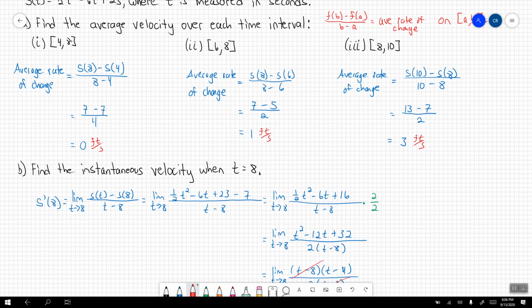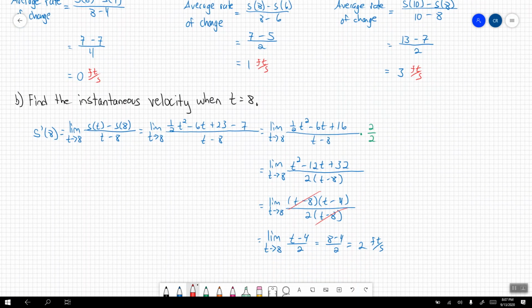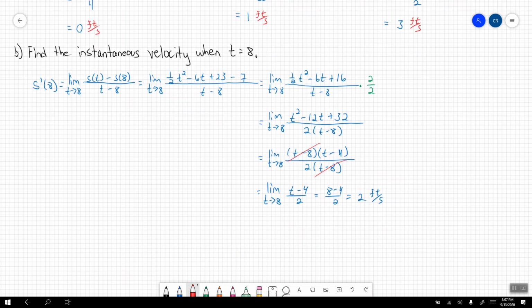Because if you look at the very first one, from 4 to 8, we had a difference of 4. But on the second one, from 6 to 8, that's a difference of 2. And from 8 to 10, that's a difference of 2. And again, notice that the last two intervals were a whole lot closer to my instantaneous velocity at t equals 8, instead of the very first interval. So this is how we're working with instantaneous velocity. Now, let's see a different example.